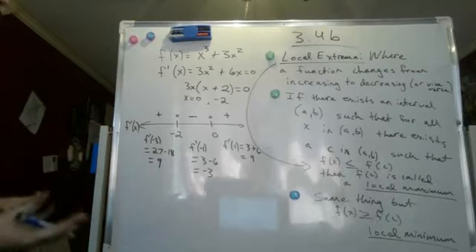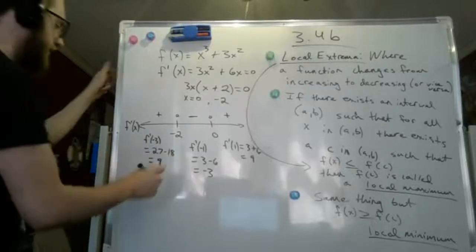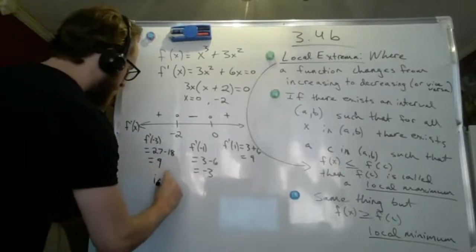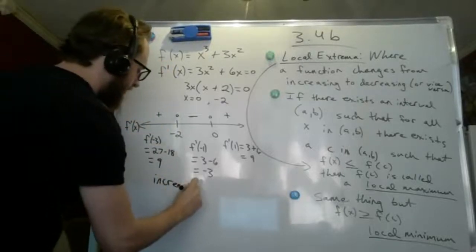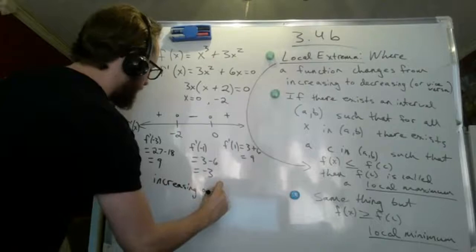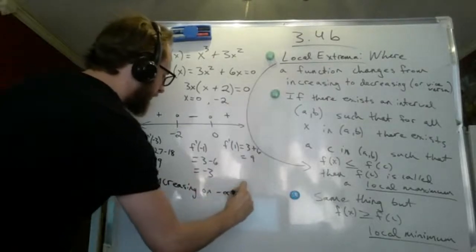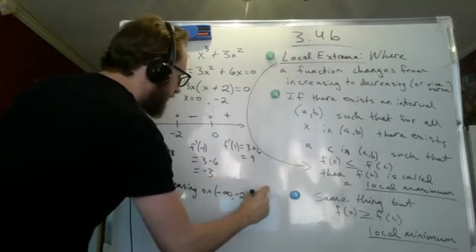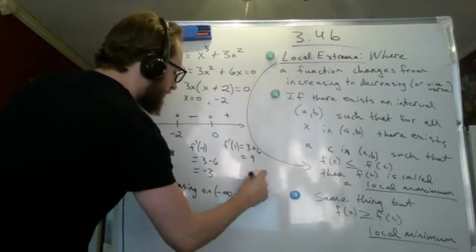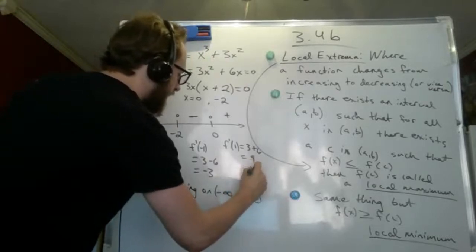So I actually get a bunch of information from this. One, I know that the function, my original f of x up here, is increasing on negative infinity up until negative 2, union, and this U sign is just a fancy symbol for "and."